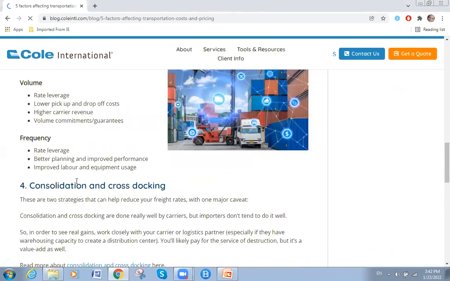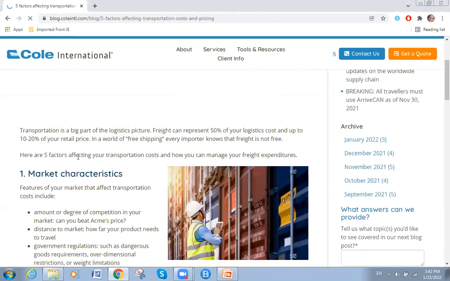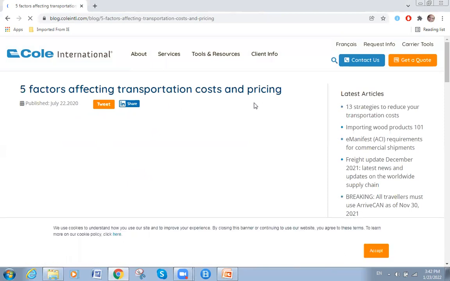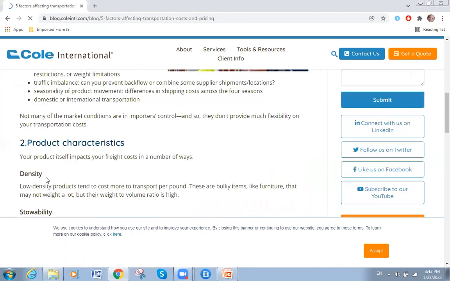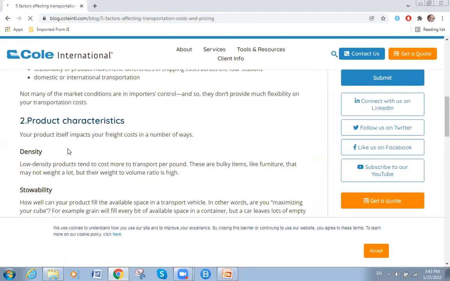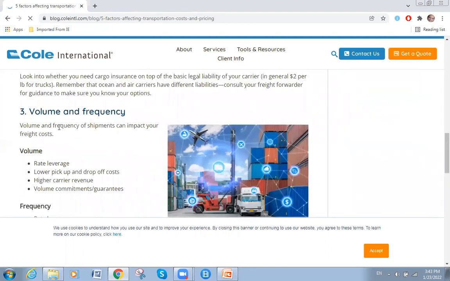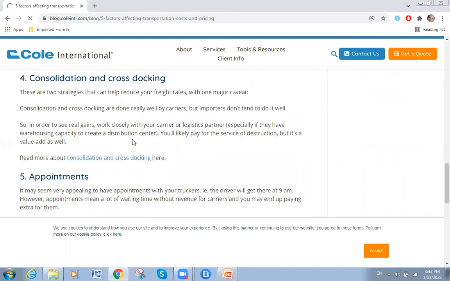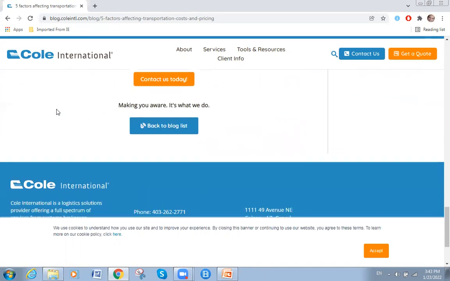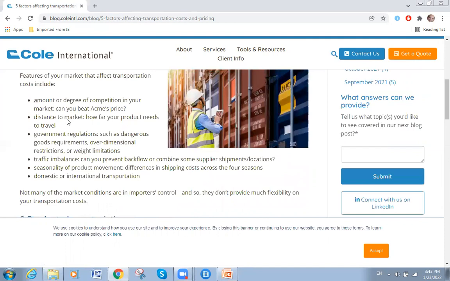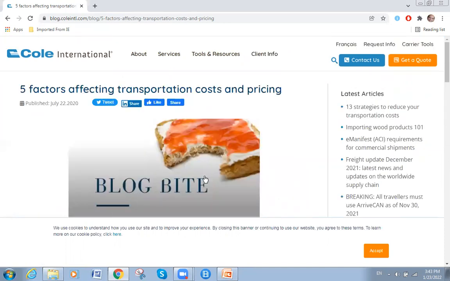So here we go. Those are the factors that affect the transportation cost and pricing. The first of them is market characteristics, and the second one is the product characteristics, then the volume and frequency of transportation, consolidation and cross-docking, and appointments. Those all are the 5 factors that affect the pricing in the global logistics system, and we will see a video regarding this point right now.